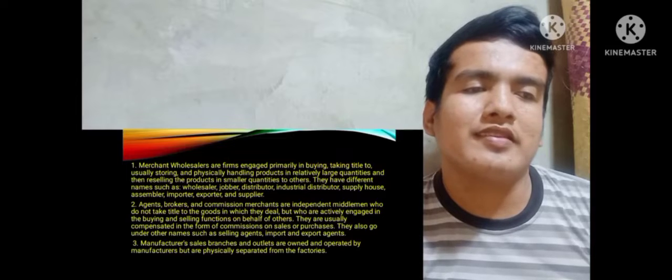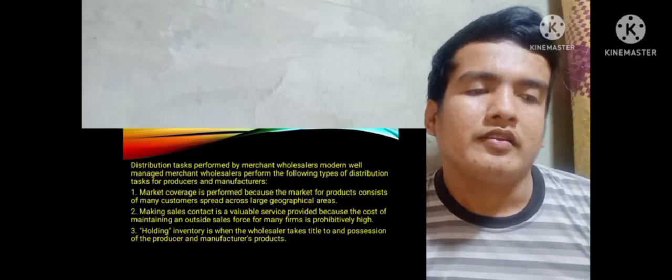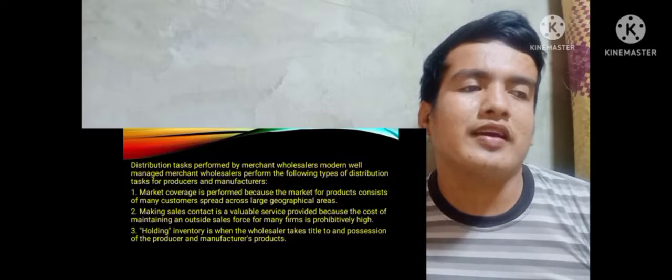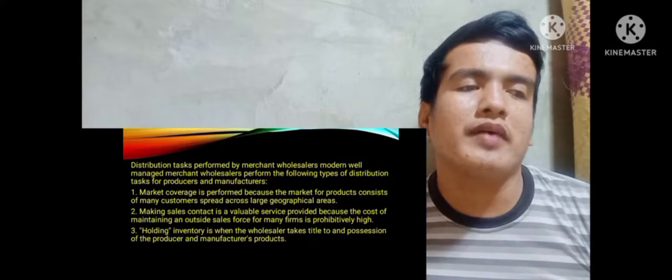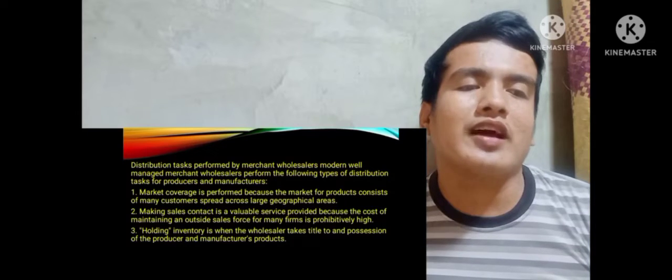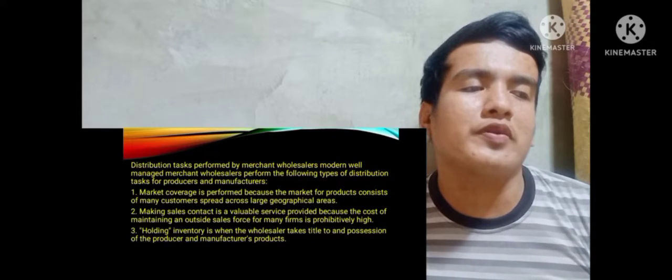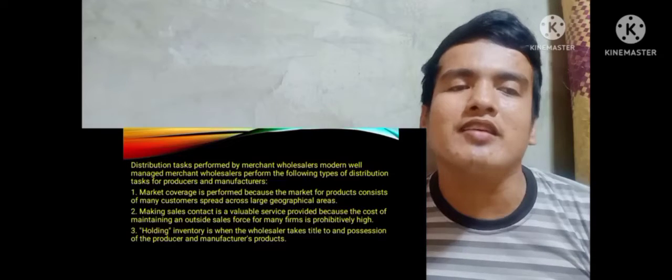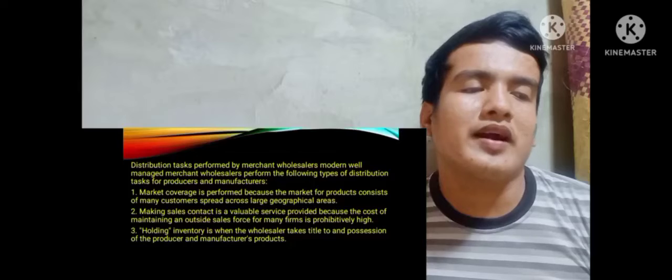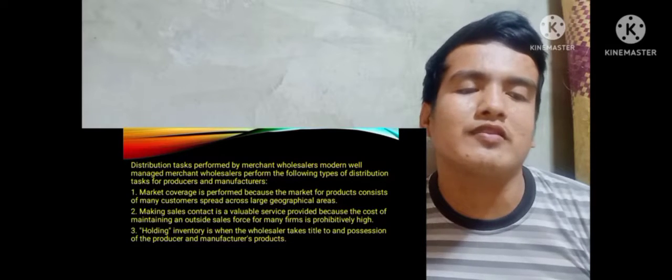Next is the distribution task performed by the merchant wholesalers. Modern well-managed merchant wholesalers perform the following types of distribution tasks for producers and manufacturers. And number 1, market coverage is performed because the market for products consists of many consumers or customers spread across large geographical areas.